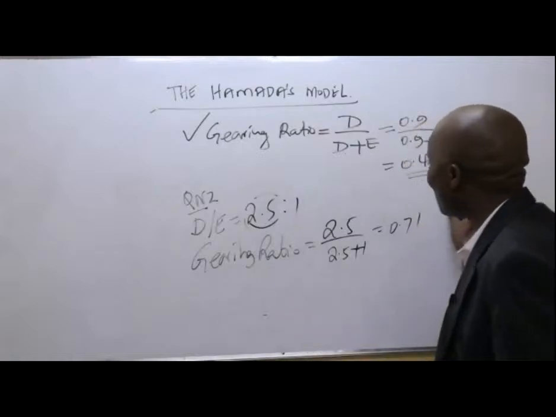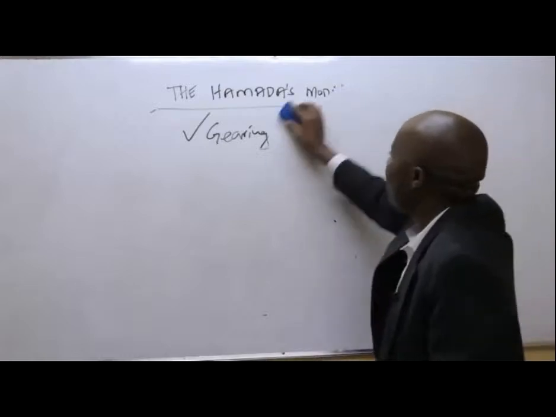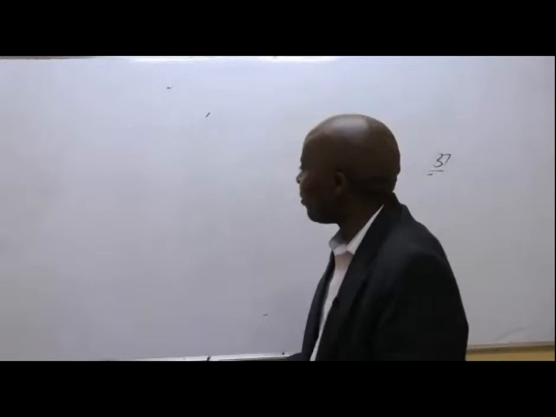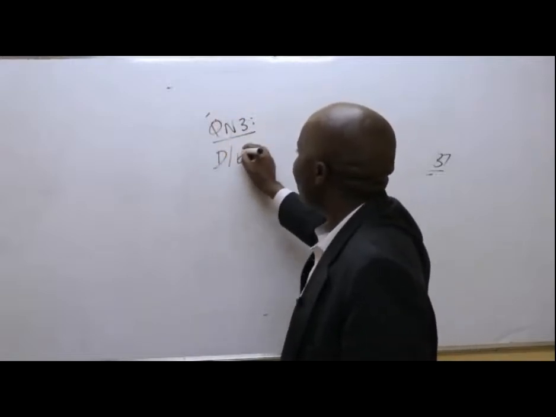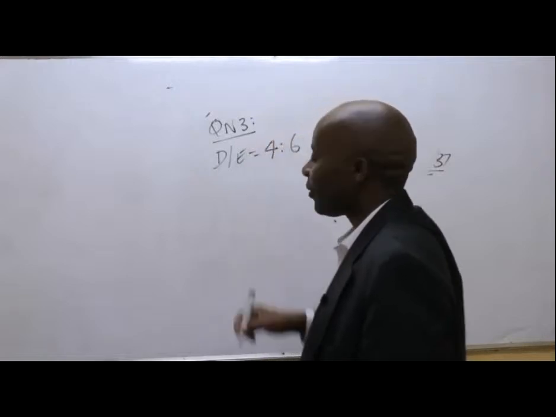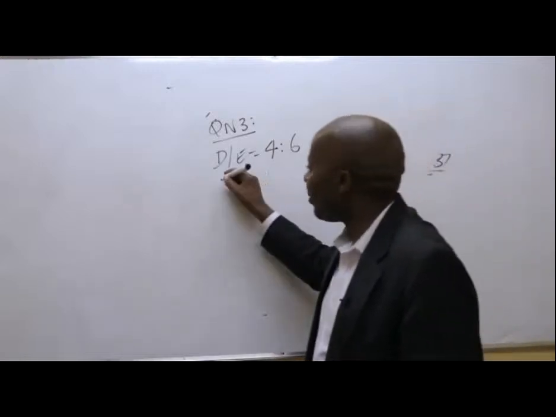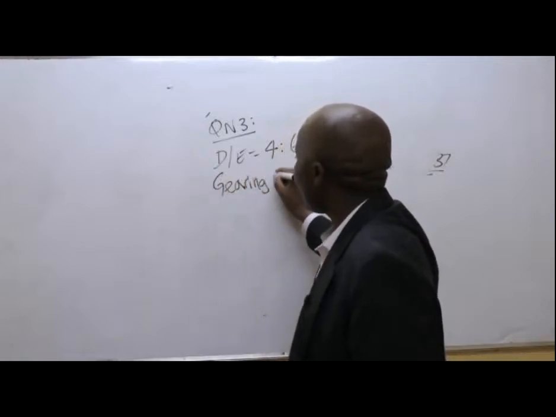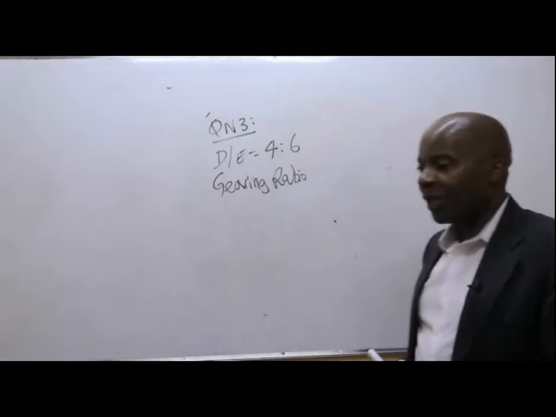Before I answer that question, let me give you the last one. Question number 3, ladies and gentlemen. This time around, they have given us debt to equity as 4:6, and then they want you to give them the gearing ratio.